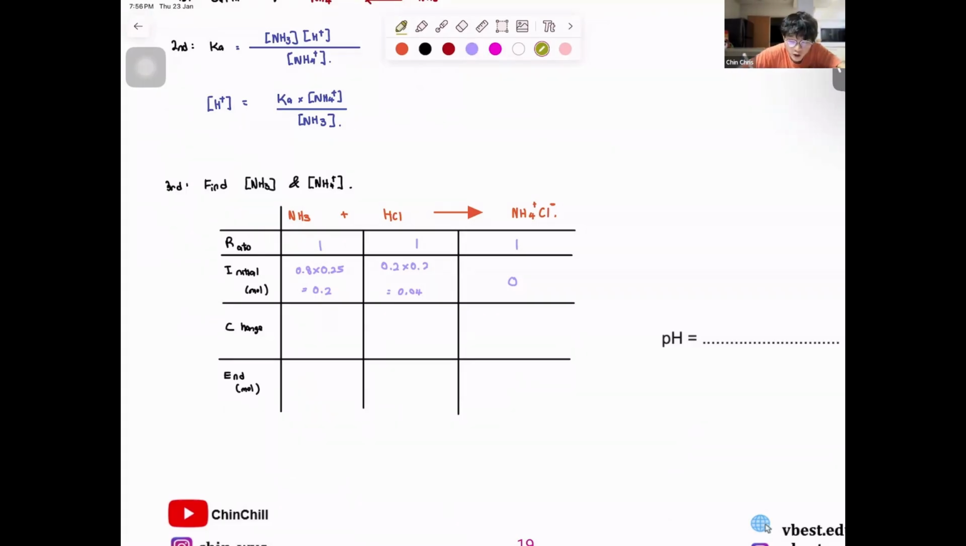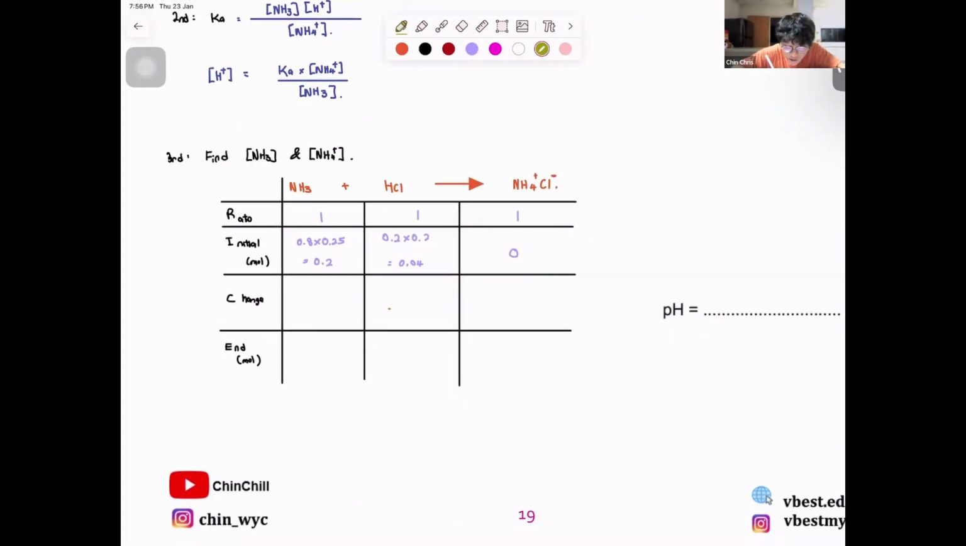And guys, what about the change? So change, we always minus off the limiting, which is 0.04. This I minus 0.04. This I plus 0.04. So at the end of the day, there's no HCl left. I will have 0.04 mole of NH4+, 0.16 mole of NH3. Understand? And guys, you can just do one more by identifying the concentration here.